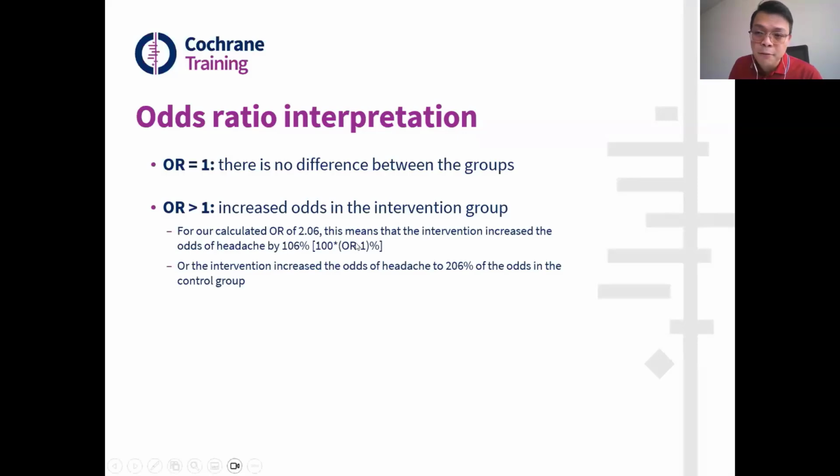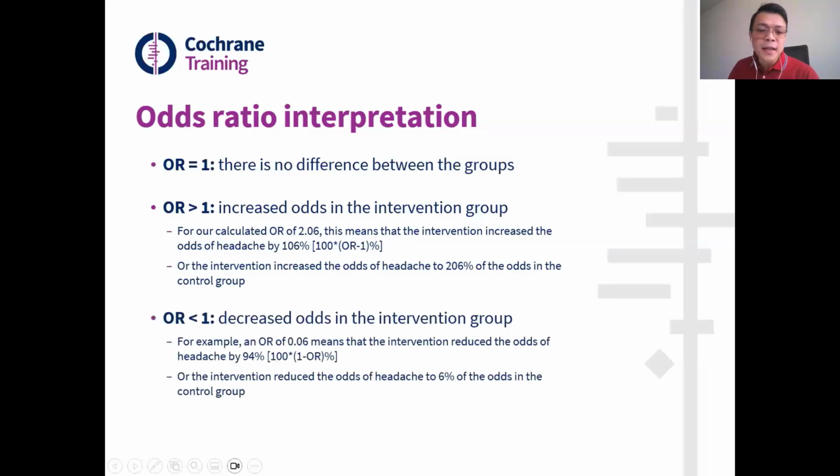We can use the same formula. And again, we can express it differently. We can say the intervention increased the odds of headache to 206% of the odds in the control group. And if the odds ratio is less than 1, it means a decreased odds or lower odds in the intervention group. Hypothetically, if we obtained an odds ratio of 0.06, it means that the intervention reduced the odds of headache by 94%. And we can also express it differently.